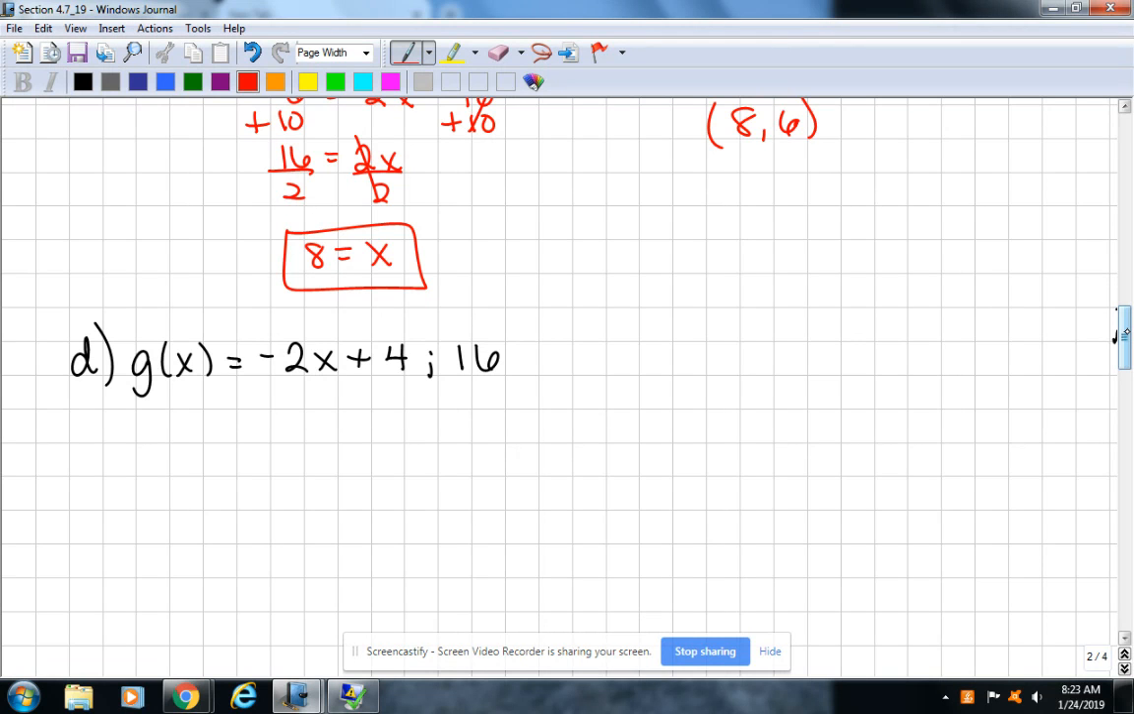Y'all know what verbatim means? It means exactly what it says. Okay, here's exactly what your homework assignment says. Find the value of x so that the function has the given value.